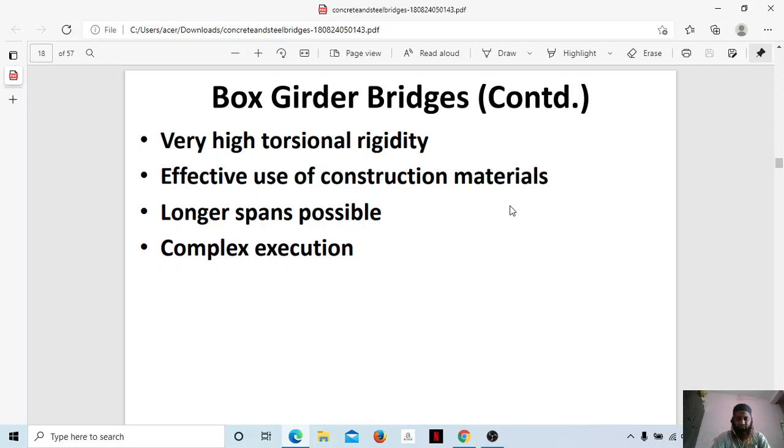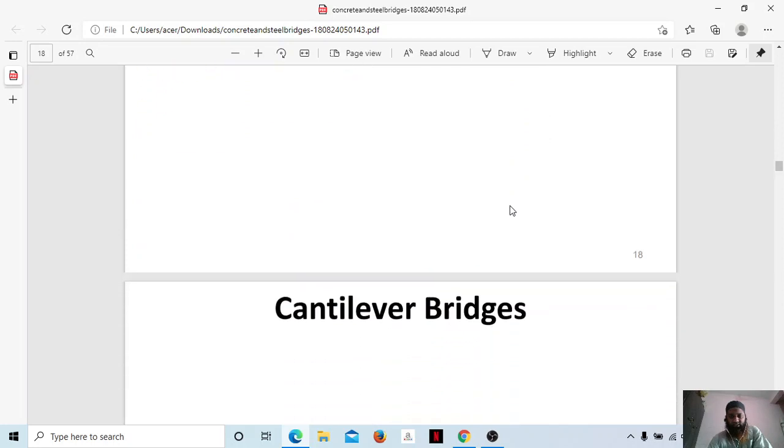Effective use of construction materials. The construction materials can be used very effectively here. It is possible for longer spans also. But execution is a little bit complex. You need very skilled laborers here for box type of bridges. Skilled labor is needed here.